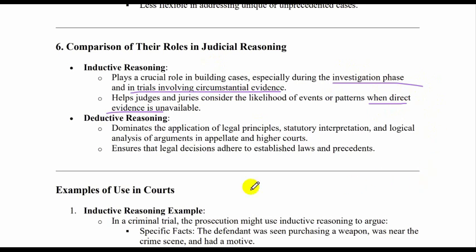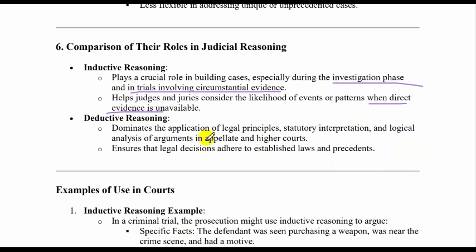Let's look at deductive reasoning. It dominates the application of legal principles. All legal principles, all statutes, all acts, they already state what will happen in what situation. So if somebody has taken somebody else's property without their consent, without their knowing, then it's a theft. And if a person takes somebody's property without the knowledge of that person, then he has committed theft. And therefore the statute, the laws, the acts provide for certain punishments to the person who has done theft. So that is deductive reasoning.